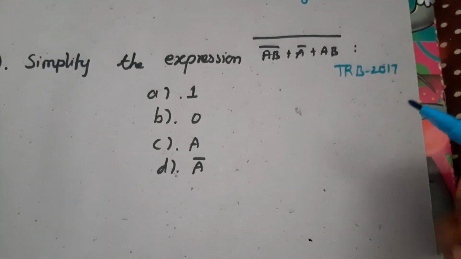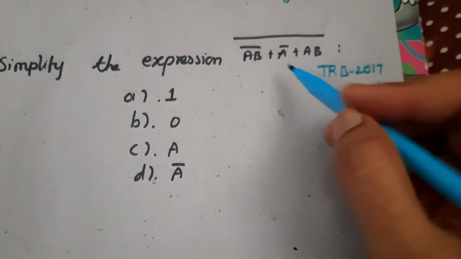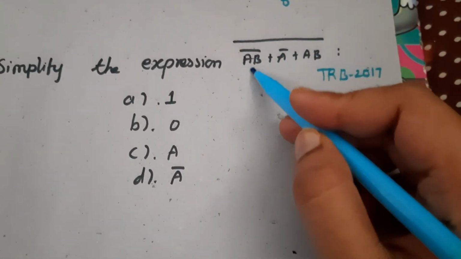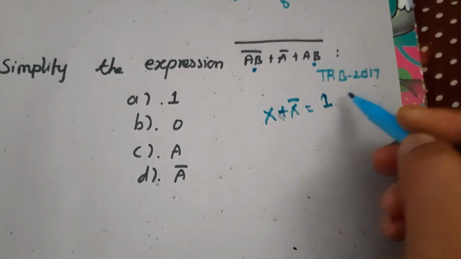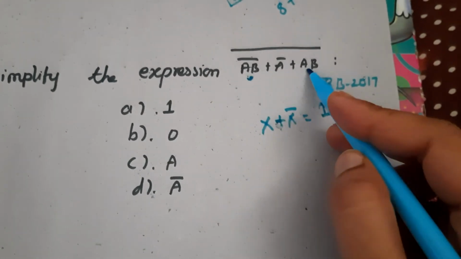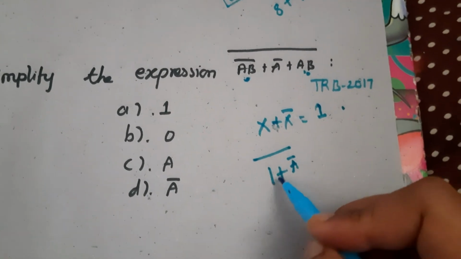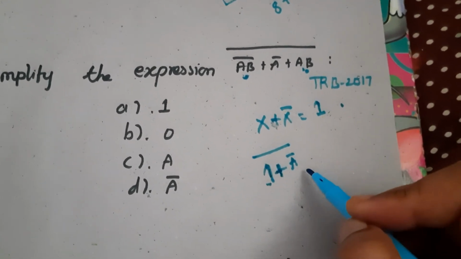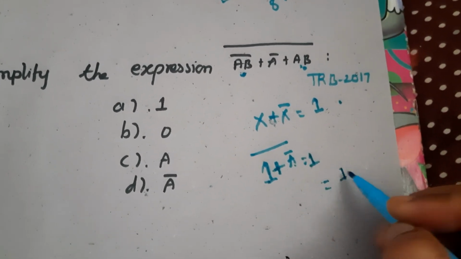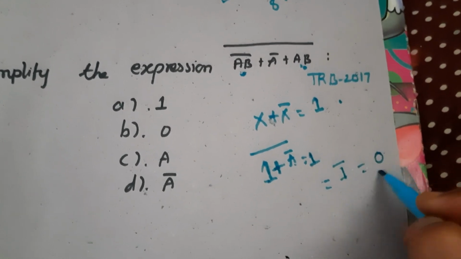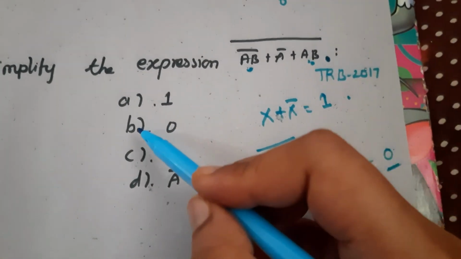Next question, simplify the expression A plus B the bar plus A bar plus AB the whole bar. So without taking the bar, we consider this term and this term. From that we can find X plus X bar, that is equal to 1. So simplifying this, we will get 1 plus A bar the whole bar, and anything added with 1 means the result is 1. So now this 1 plus A bar becomes 1, always 1. So the result is 1 bar. The bar of 1 is 0. So always the output for this expression is 0. So here the answer is B.